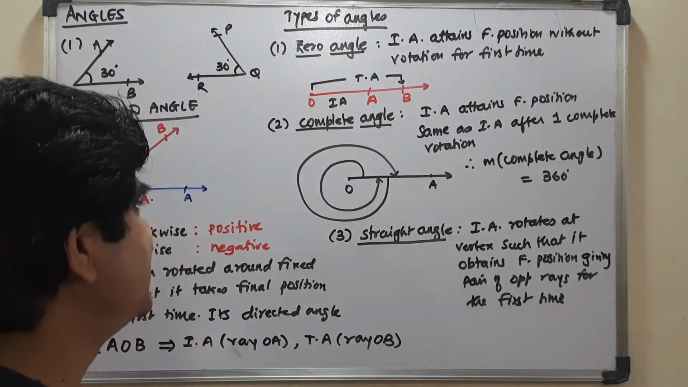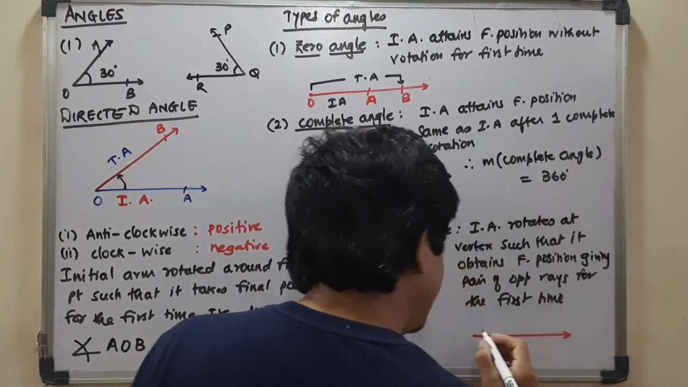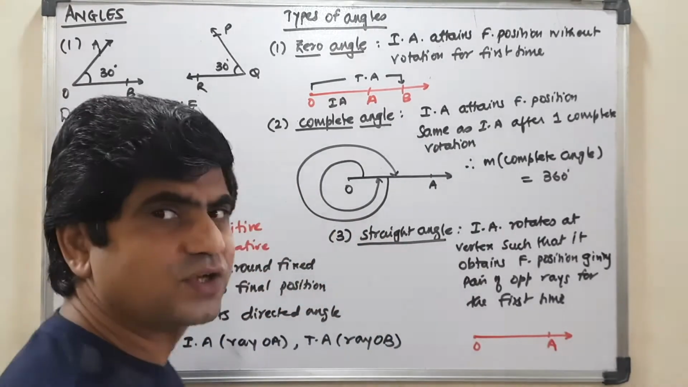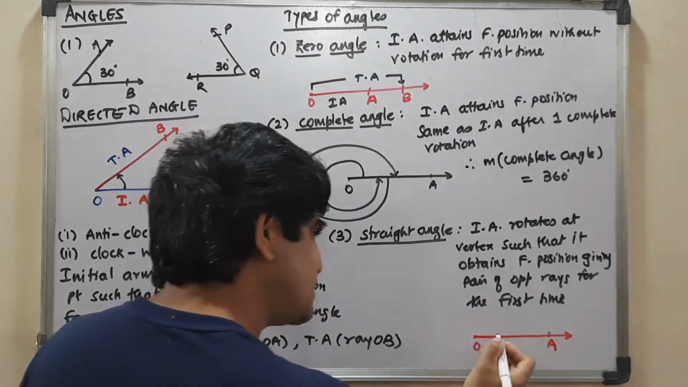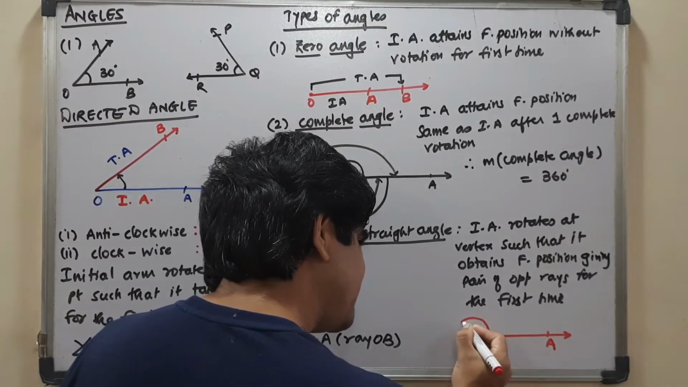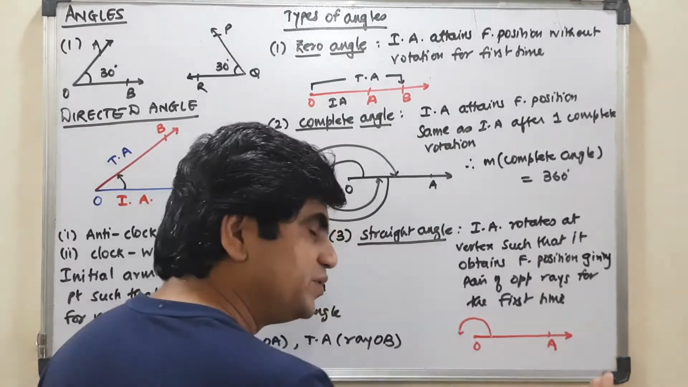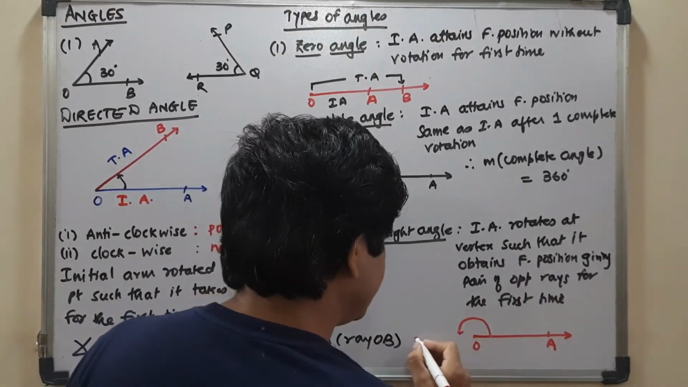Means if this is your initial arm, not angle, it starts rotating in clockwise or anti-clockwise. It starts rotating this way and reaches a position which gives you exactly the opposite ray of OA, that is this one.